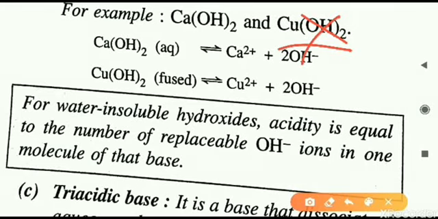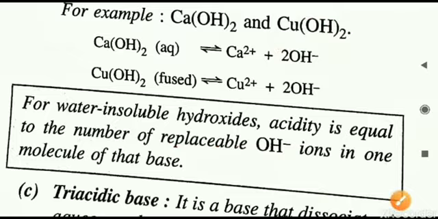That means 2 negative radicals can be replaced here. That is what is given, the number of replaceable hydroxyl ions. That is what we have to see, because two negative radicals can be removed here. That is why the acidity will become 2 in this case, and copper hydroxide is called a diacidic base.